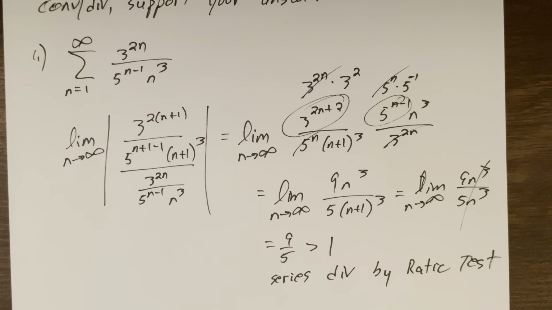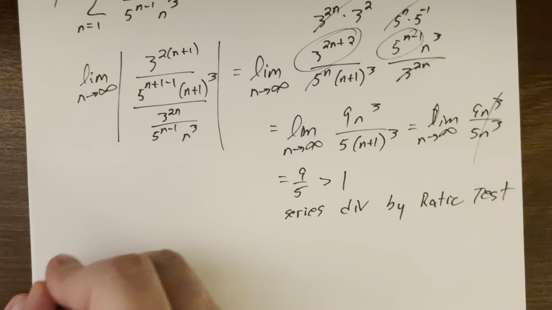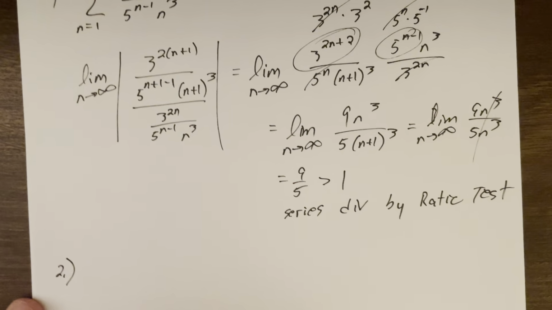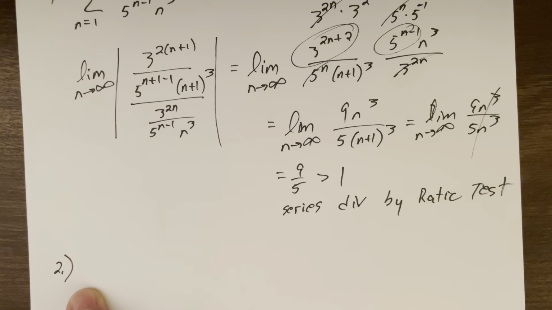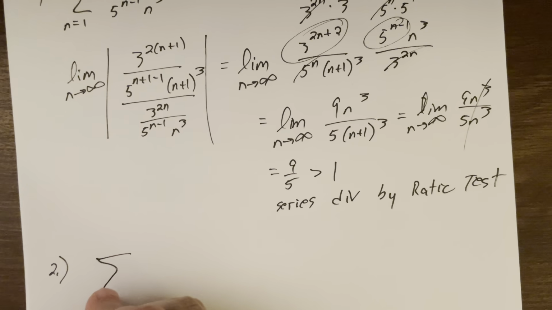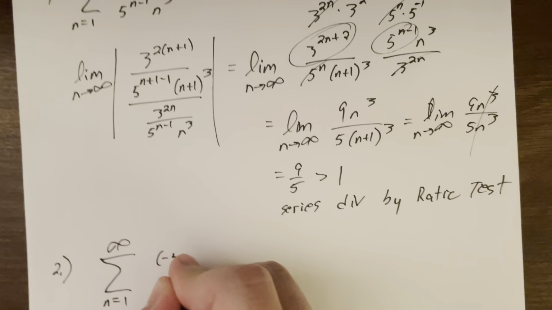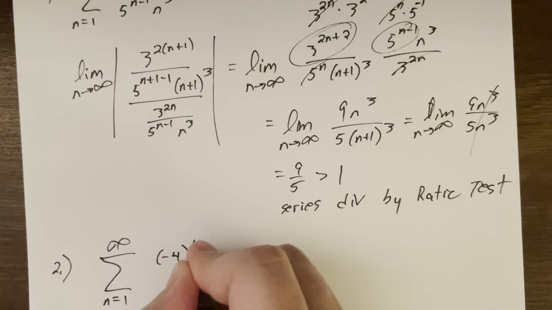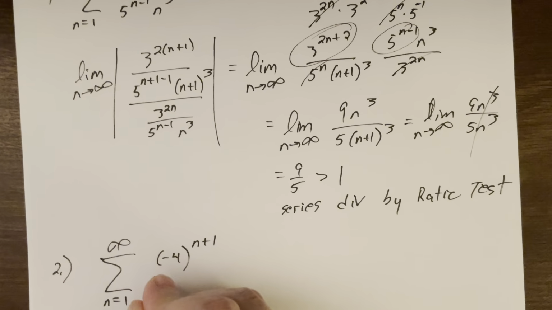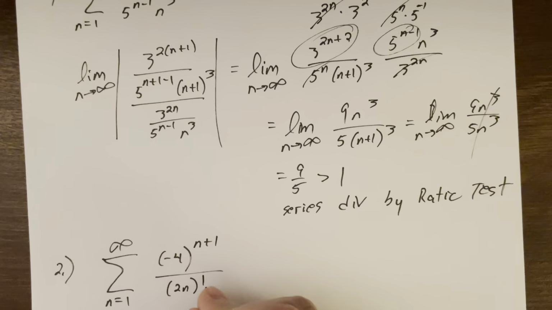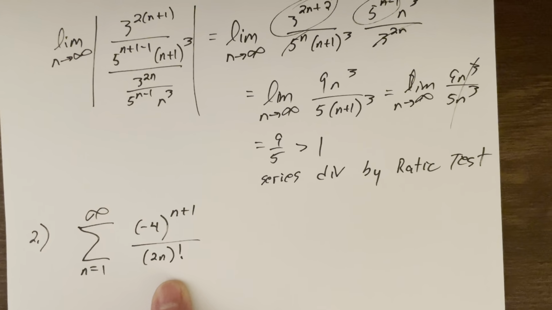Okay, let's move right along. Let's jump in. And now let's think about problem number 2. Same directions. In problem number 2, let's look at the series negative 4 to the n plus first power over the quantity 2n factorial.